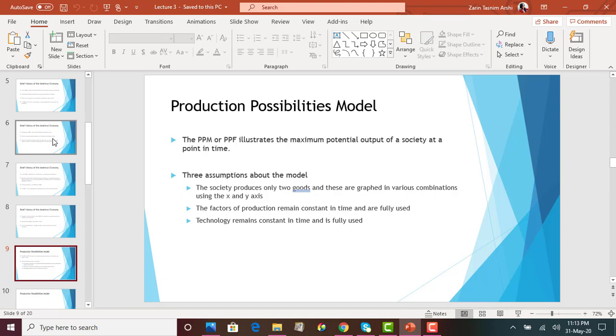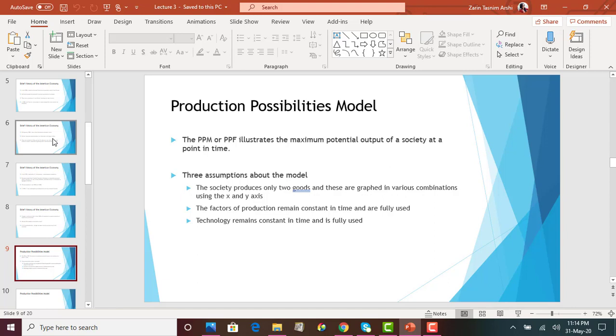Then the second assumption we make is that the factors of production remain constant in time and are fully used. So when we are looking at the PPF, we assume that the quantity of the resources, or the factors of production, is fixed. They are not increasing or decreasing, and they will be used fully. And the third assumption is that technology will remain constant and there will be no advancement taking place.